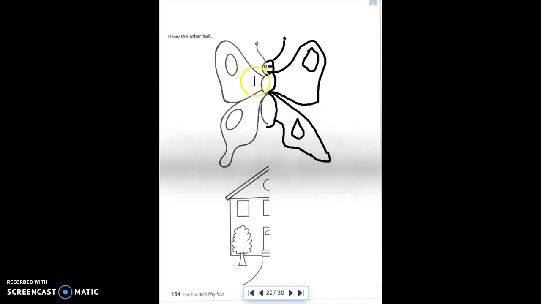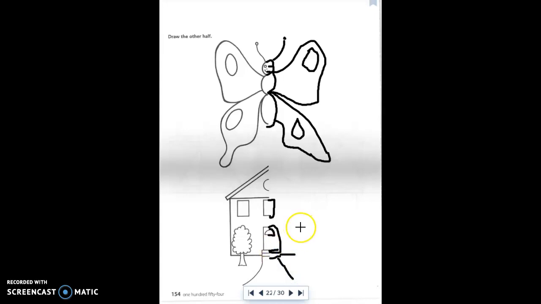But when I do symmetry, this side that I draw needs to mirror this side, okay? And when you come down here, you're going to do the exact same thing with the house. Now, the house has a few more details. So you would start by drawing the other half of the window and the other half of the door. It's getting really sloppy. Oh, goodness. And the other half of the stairs. Okay, and then the pathway. And then you just keep going.